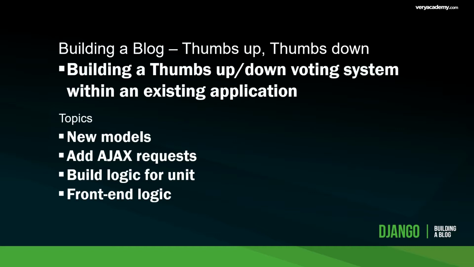So the topics here really, we're going to create some new models. This is really the workflow. So we're going to create some new models for this in our databases. Then we need to add some AJAX, so we're going to use the AJAX request to send data to the server. Then build the logic for actually changing the buttons and counting how many votes the users have made. And then we go back to the front end and build any logic that's required and do any front end styling.